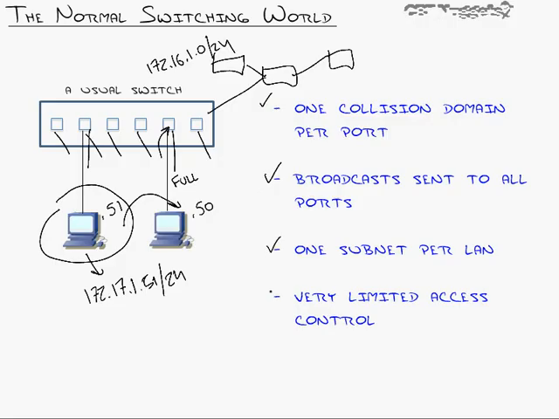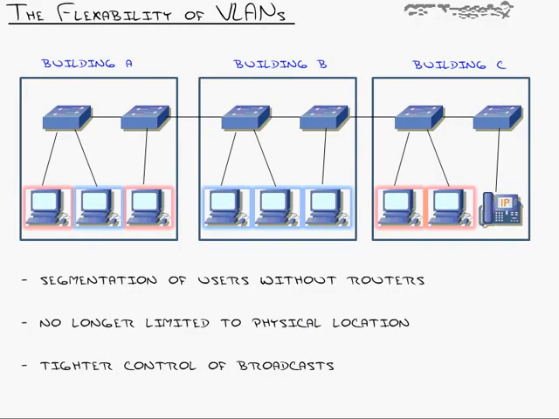Finally, in the normal switching world, we have very limited access control. And what that means is that it's very difficult for me to restrict this computer from reaching that computer. There's ways to do it, but they are extremely painful. It involves assigning access lists to each individual port. And we'll talk about access lists later on, but it's just not something that's practically done. So in a flat switch network, meaning a single broadcast domain where one broadcast can reach everybody, it's very difficult, nearly impossible, to prevent devices from accessing each other fully.